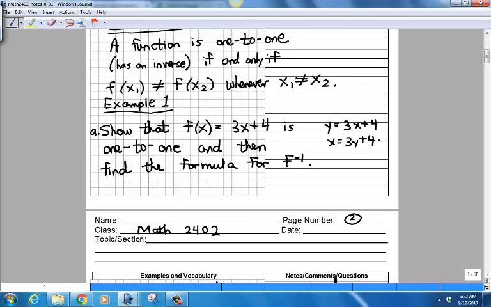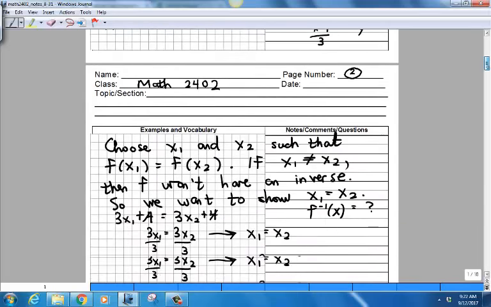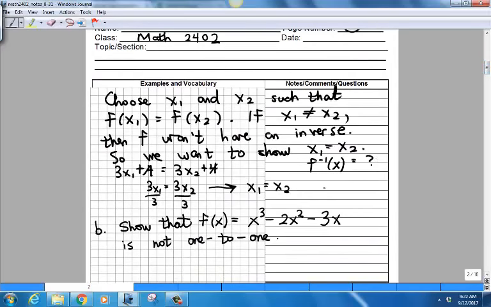And now let's just solve this equation for y. How do I solve this for y? That's pretty easy. Subtract 4 from both sides, and now divide by 3. And there it is. I claim that's my formula for my inverse function. So x minus 4 over 3 is the formula for the inverse function.